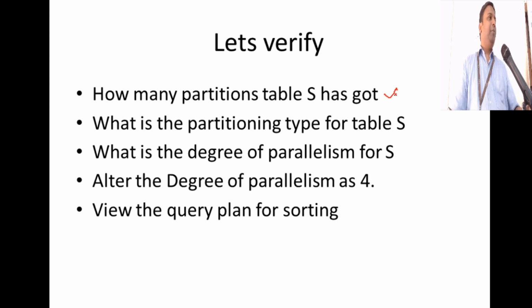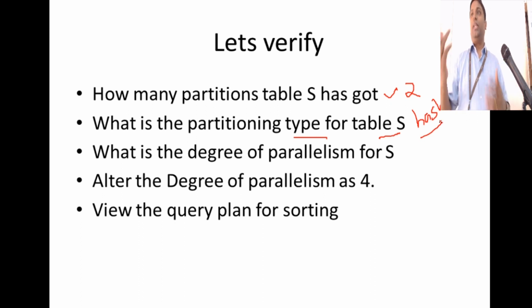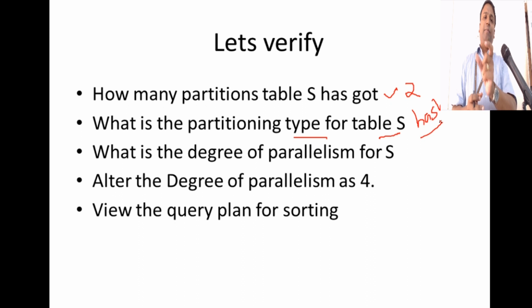For an existing table, how will you check how many partitions it has got? I said it has got 2 partitions. What is the partitioning type for table S? I said it is hash. It can be range, round robin or list, but how will you check what type of partitioning happened on a table? What is the degree of parallelism for S? How can you check that? And we have to alter the degree of parallelism to 4 and then we have to sort our data.